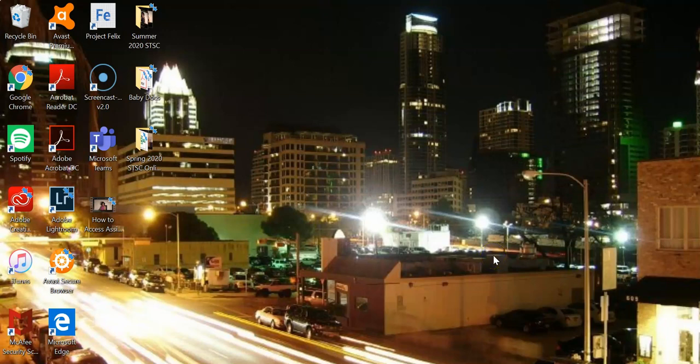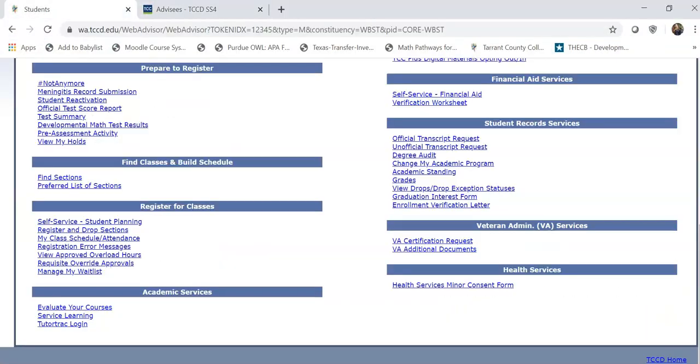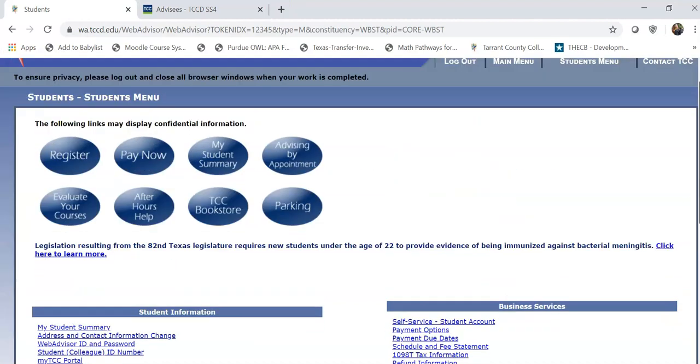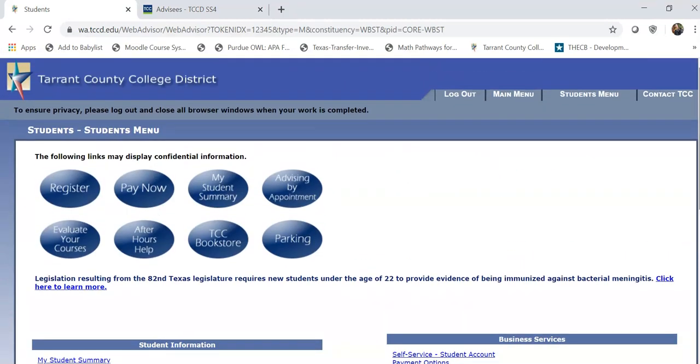All right, so if you're ready, let's go ahead and get rolling, and feel free to follow along with me if you'd like. I'm using a traditional laptop, and I will be navigating my system in Google Chrome. So I'm going to assume that you're already logged into Web Advisor.